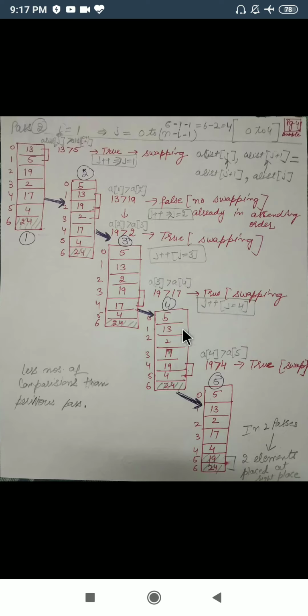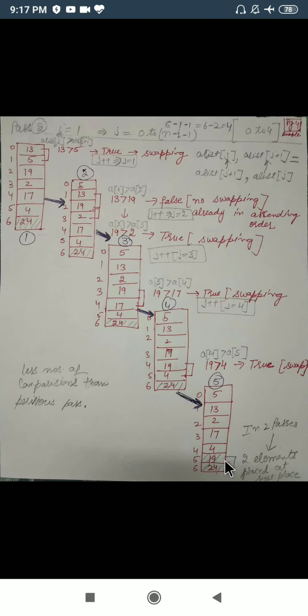Okay, now we will compare this 19 with A4. 19 is to be compared with A[j+1], that is A5, that is 4. So 19 is to be compared with 4. If it is true, and it is true actually, we will do swapping, and after swapping 4 will go up and 19 will come down.